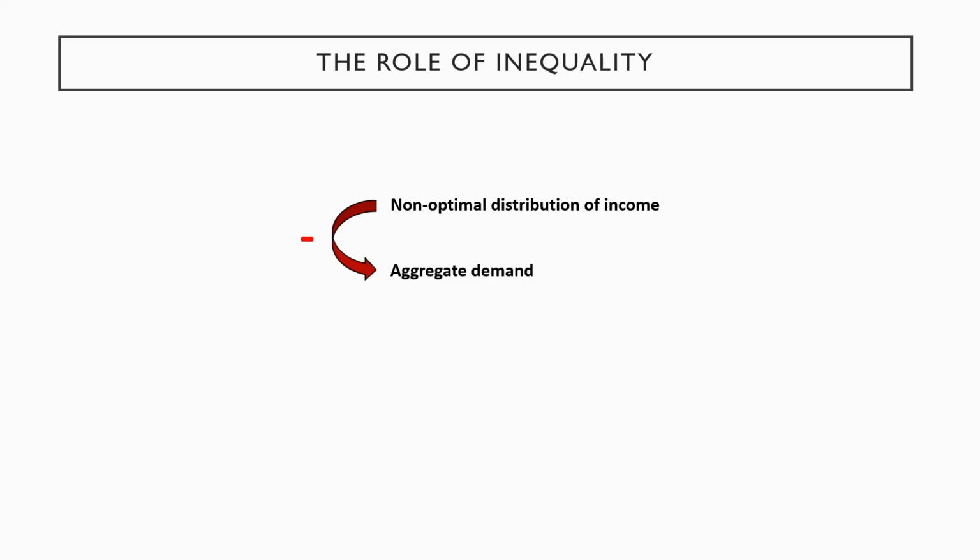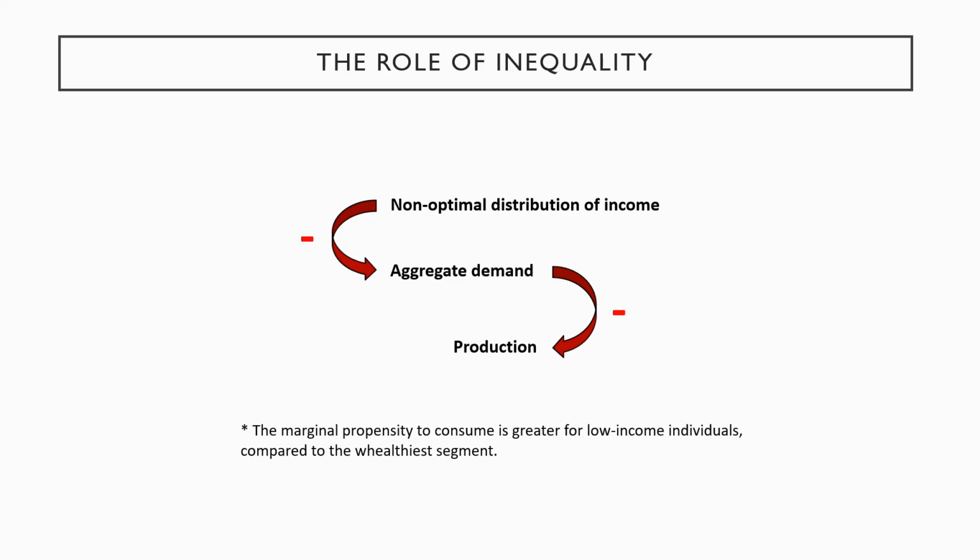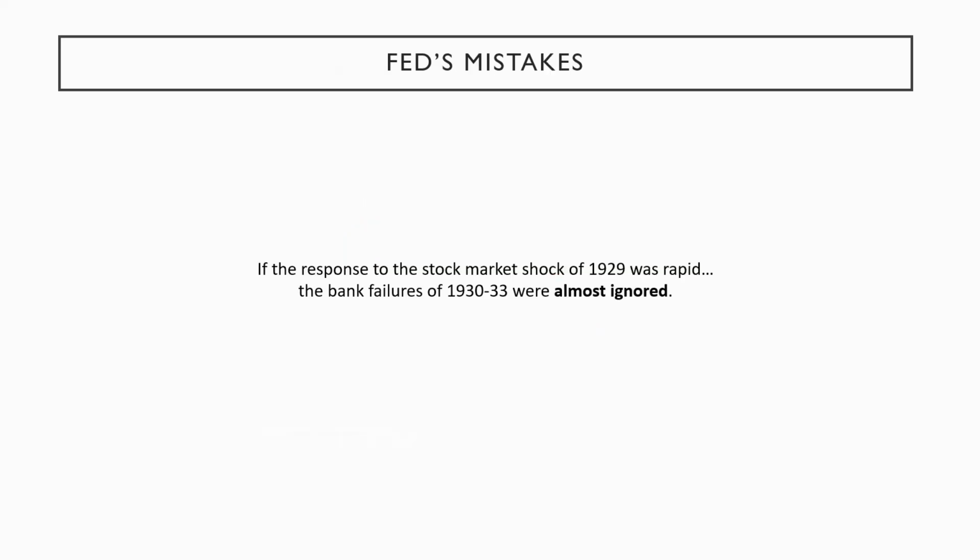An unequal distribution of income has a negative impact on aggregate demand and therefore leads to a decline in production, given that companies decide how much to produce based on future demand expectations. Furthermore, the marginal propensity to consume is greater for low-income individuals compared to the segment of the population with more availability. The response of the Federal Reserve to the 1929 crisis was recognized as insufficient and full of errors.